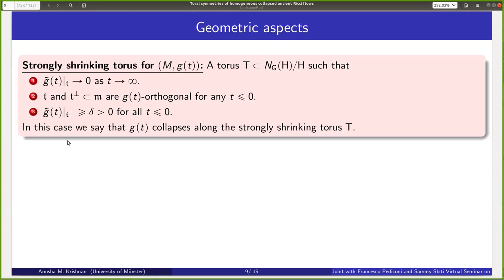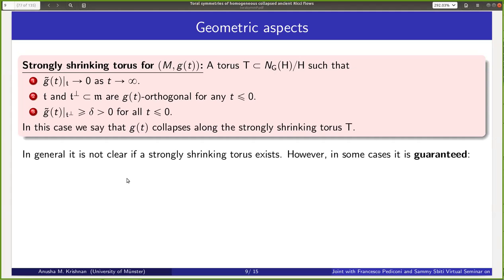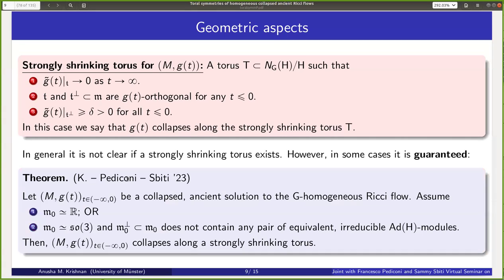Okay, so as I emphasized, by what we know by work of Pullman, Ziller and Pediconi, this torus could depend on sequences. So in general, it's not clear if we have a strongly shrinking torus. So in general, this is an extra assumption. However, there are some cases in which the existence of a strongly shrinking torus is guaranteed, and we prove this theorem.